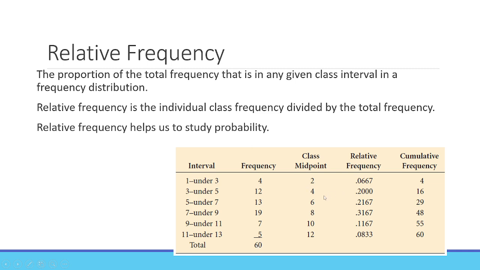Now, what is relative frequency? For example, here I put this first one, 4 divided by 60, that is 1 by 15. If you calculate that, it comes to 0.0667. Like that, we calculate 12 by 60, 1 by 5, 0.2, 13 by 60, we get this value, 19 by 60, 7 by 5, 5 by 60. Like this, we calculate the relative frequency.